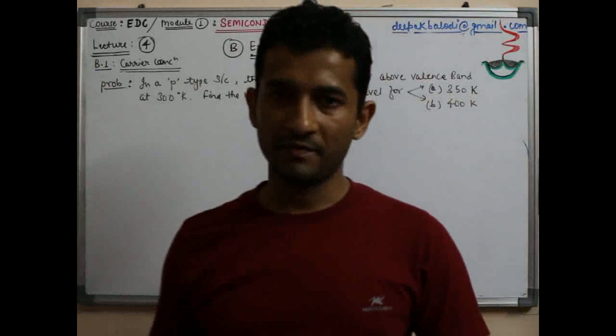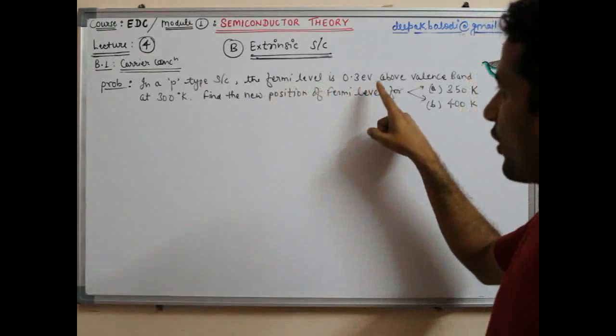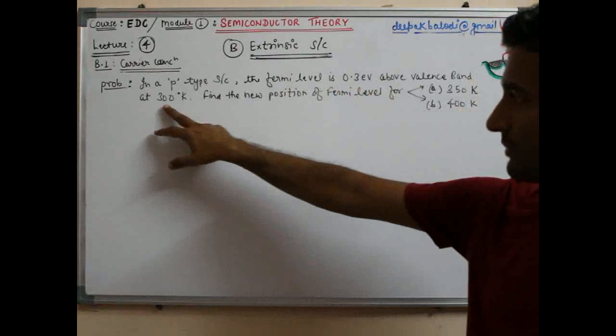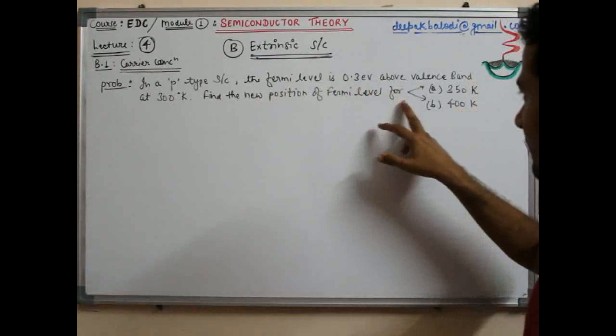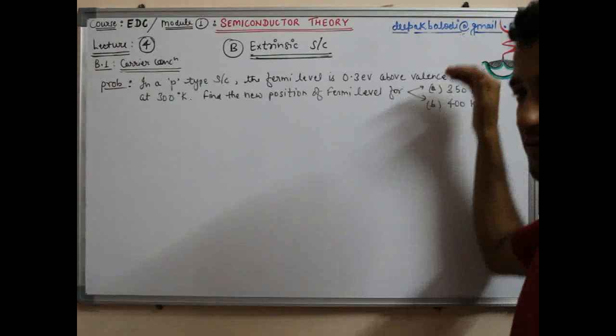Okay, so the next problem is like this. In a p-type semiconductor, the Fermi level is 0.3 electron volts above the valence band at room temperature, that is 300 Kelvin. Find the new position of the Fermi level for 350 Kelvin, or find it for 400 Kelvin. So there are two different cases.